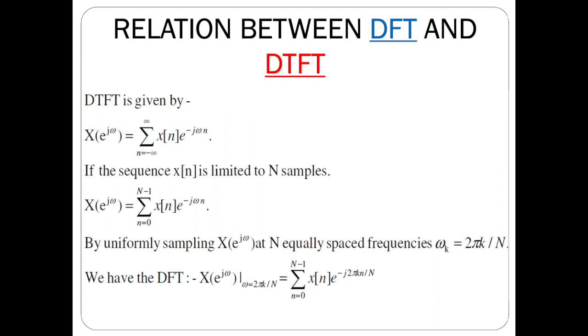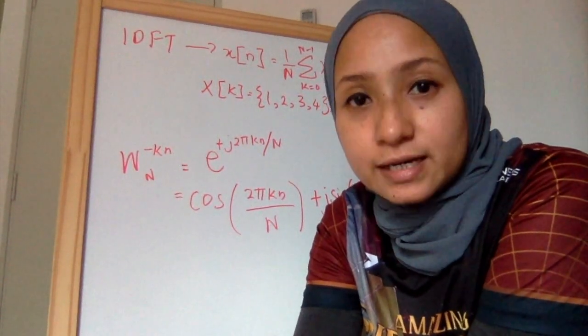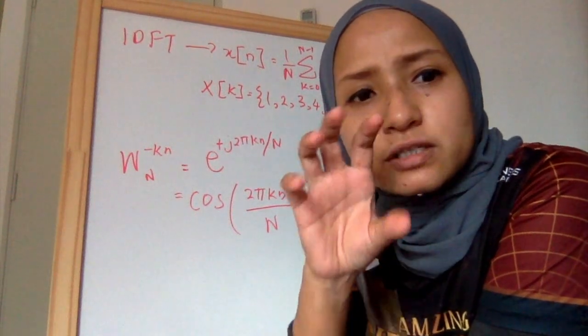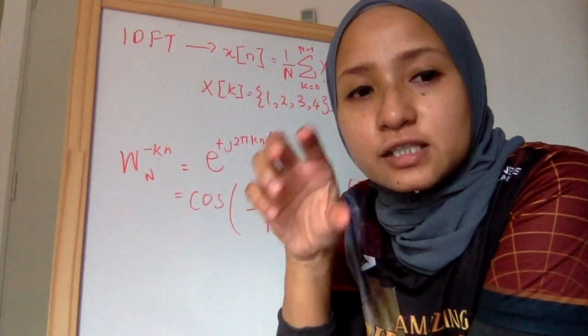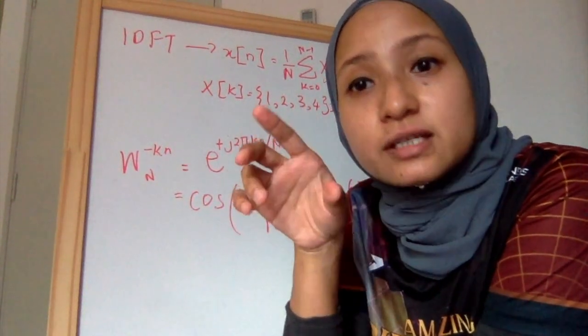Slide number 12 is on the relation between DFT and DTFT. DTFT is given by this, and then we have the equation for DFT. Basically, as I said before, DTFT is meant for two types of sequences, finite sequence and infinite sequence. But for DFT, we just concentrate on finite sequence length. Why do we need the finite sequence length? Because of the matrix dimension.